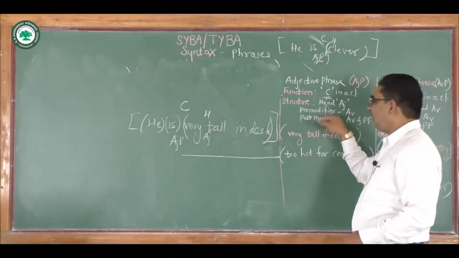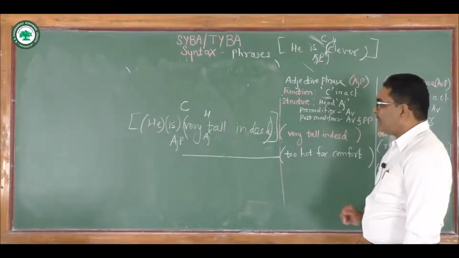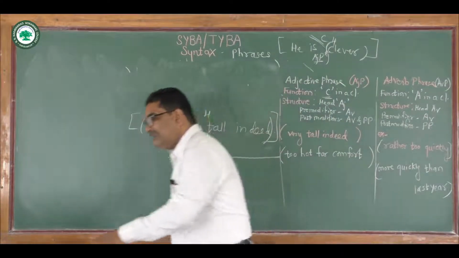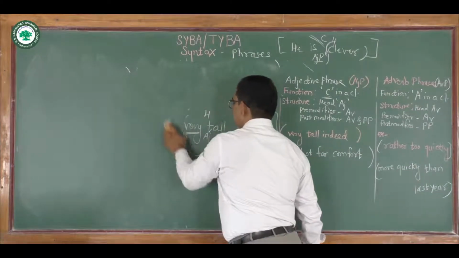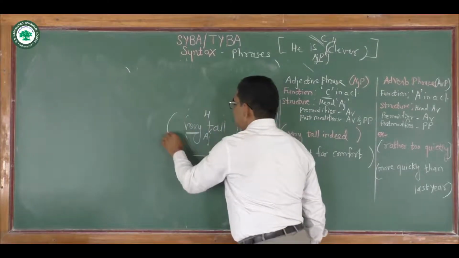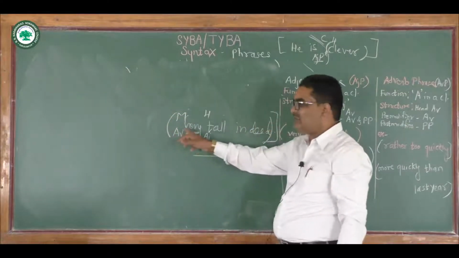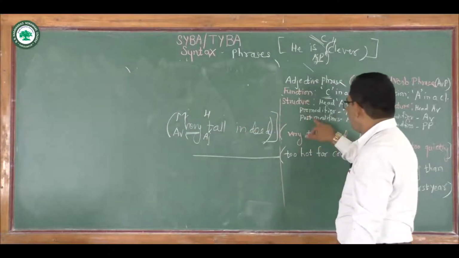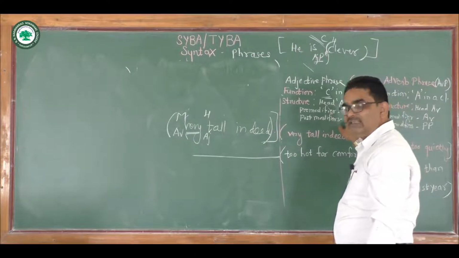Next, what are the premodifiers of an adjective phrase? Here, very. What is very? Very is an adverb. So what does it function as? It functions as a premodifier. So as I have told you, what is the premodifier of an adjective phrase? It is always an adverb.